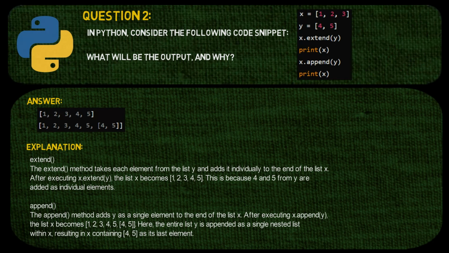But when you use x.append(y), the entire list y is added as a single element to x. So now x looks like this. 1, 2, 3, 4, 5, [4, 5]. Pretty cool, right?